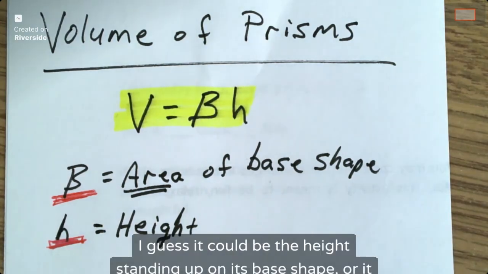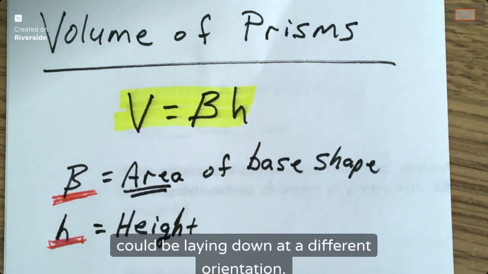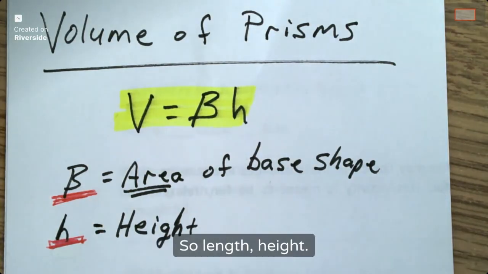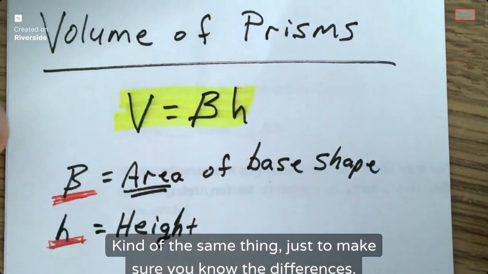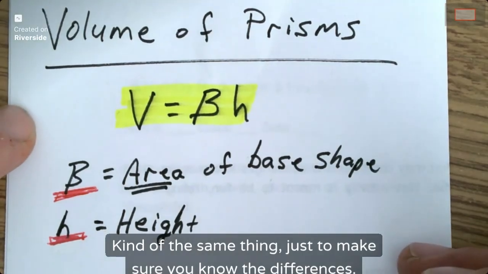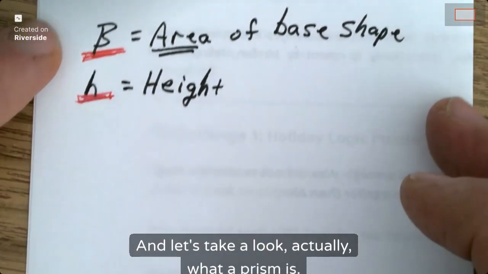I guess it could be the height if it was standing up on its base shape, or it could be laying down, at a different orientation. So length, height, kind of the same thing. Just make sure you know the differences. And let's take a look at what a prism actually is.